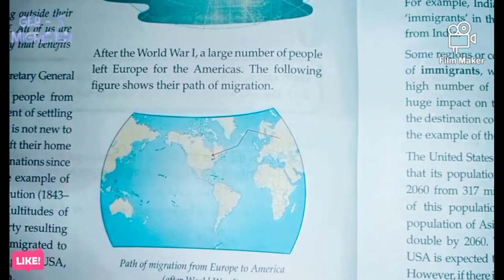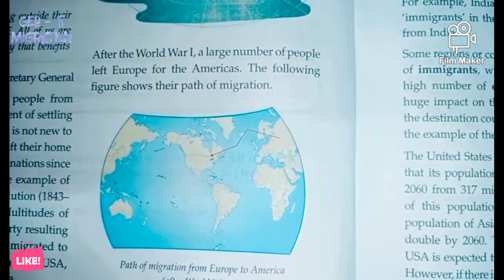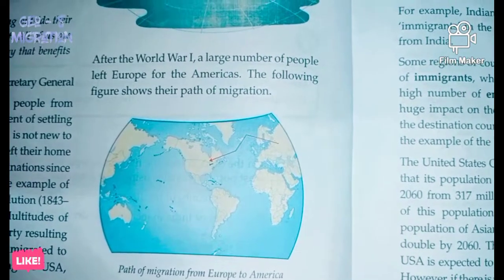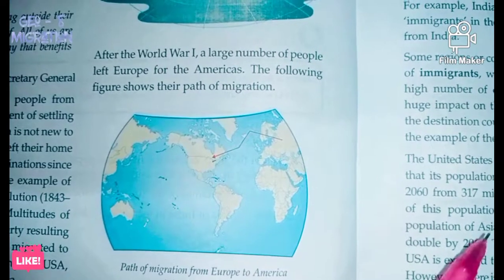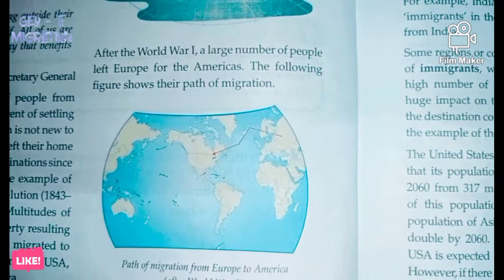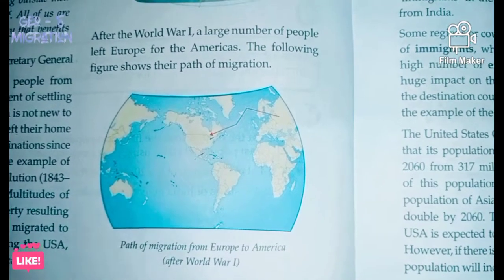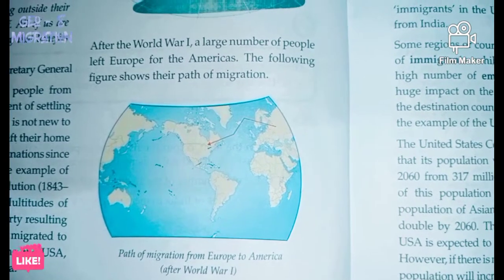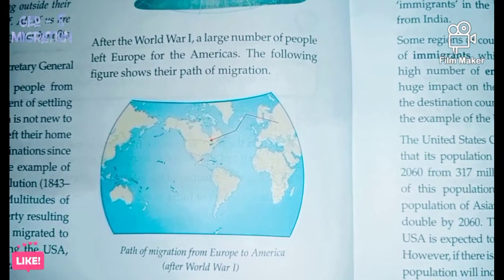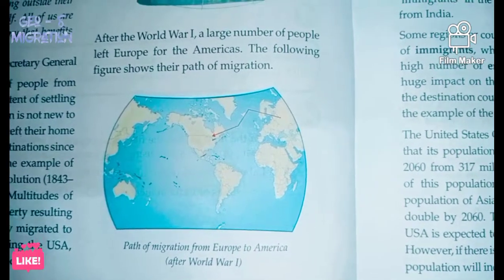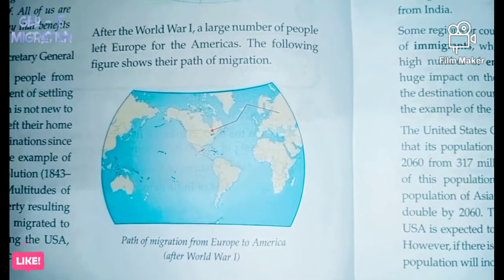After World War I, a large number of people from Europe left for America, and here you can see in the picture how they migrated and what route they followed from Europe to America. So it's not only because of World War I, it's not only because of the poverty during the Industrial Revolution. There are many other reasons that cause people to migrate from one place to another, and we'll be discussing that in detail in the upcoming session.